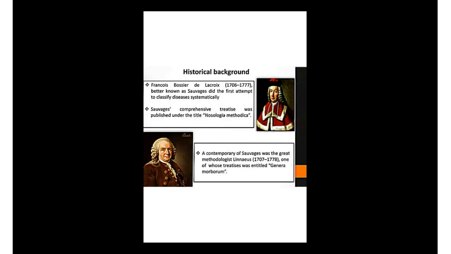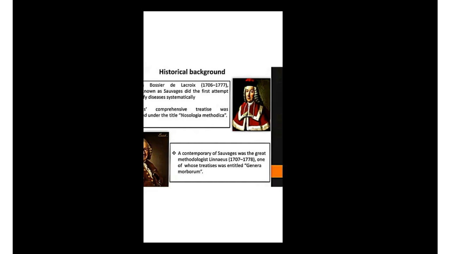The treatise was published under the title Nosologia Methodica. The contemporary savant was a great methodologist and one of those who treasured the genera of morbid conditions. In his classification, you will see that it is based on genera, meaning which category of disease and which microorganism, what kind of disease it is causing. On the basis of that, he first attempted to classify disease conditions.